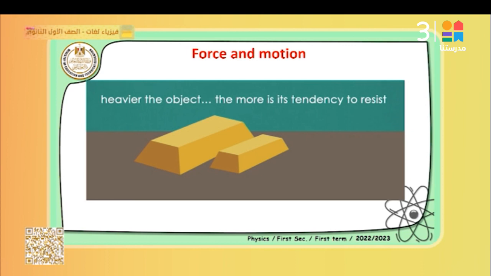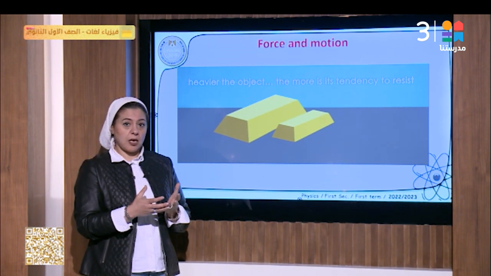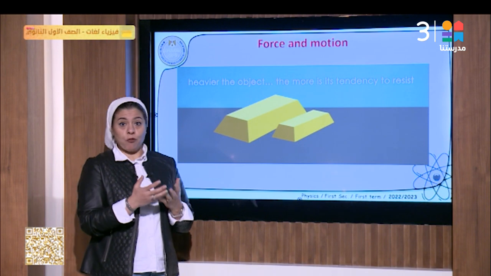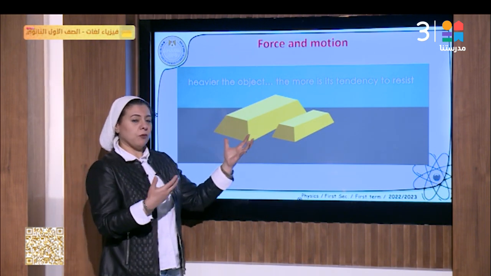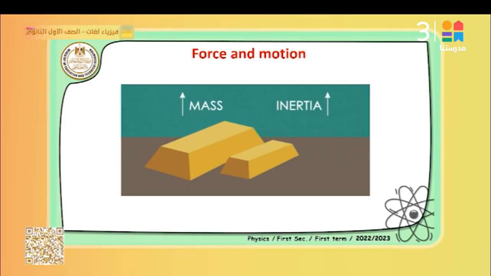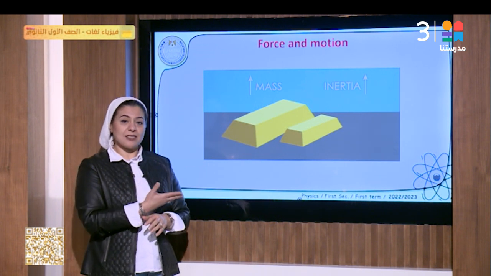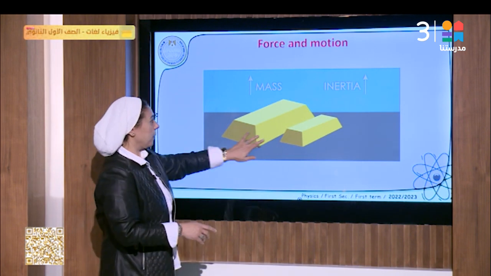When the object is big, its inertia is more, because its resistance to change its state is more, which means I need more force to make the bigger mass move or change its state. So when the mass increases, the inertia of the object increases too, which means its ability to resist the change increases, which means I need more force to apply on this object just to change its state or make it move if it's a static object.